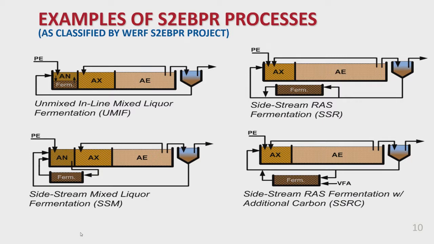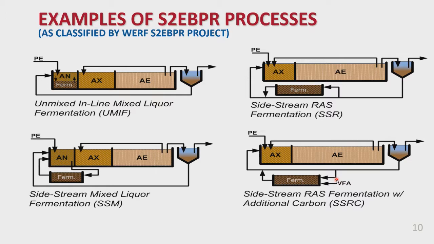In the second one down below, we do the same thing, but we do it outside the basin. We have the anaerobic zone and then pump some of the mixed liquor into a fermenter and feed it back into the plant. The third one on the right-hand side was first proposed by Lamb, and that means taking some of the RAS and fermenting it and feeding it in, and notice there's no anaerobic zone. And then the last one is the same as the one above it, but you add some form of carbon to the process. And I'll give you examples of these four.